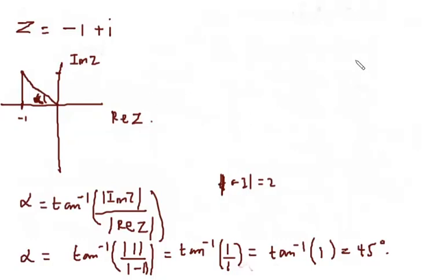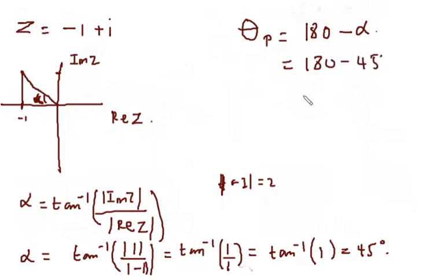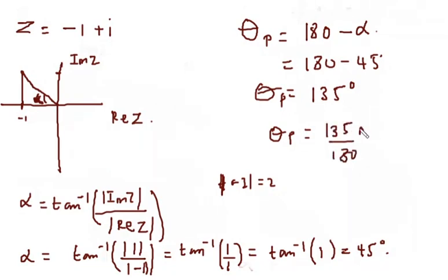Like I said before, you find the relationship between the quadrant and alpha and theta p. For this quadrant, theta p is equal to 180 minus alpha. So 180 minus 45 degrees is 135 degrees. So you can say theta p is 135 degrees, or theta p in radians is 135 over 180 pi. So this is 135 divided by 180, you have 3 pi over 4.